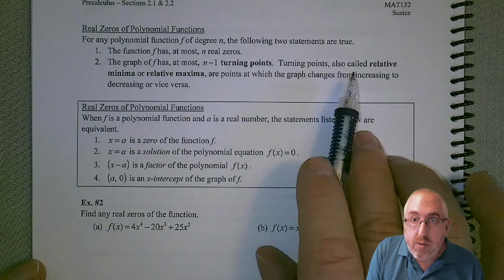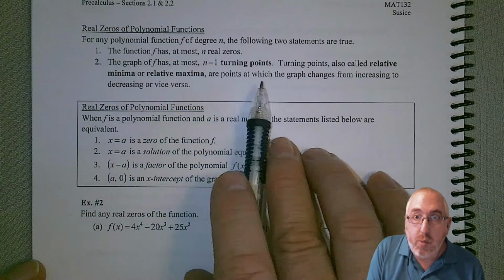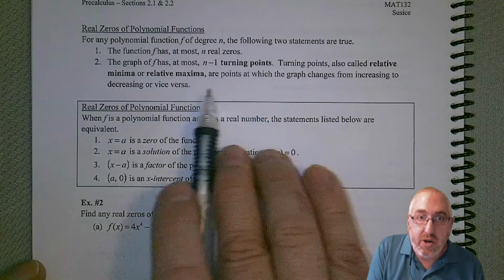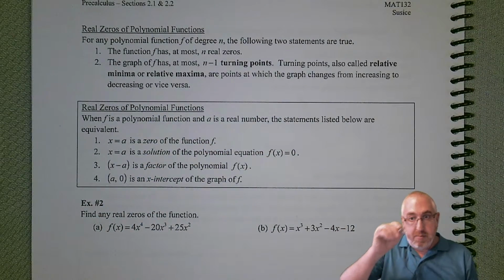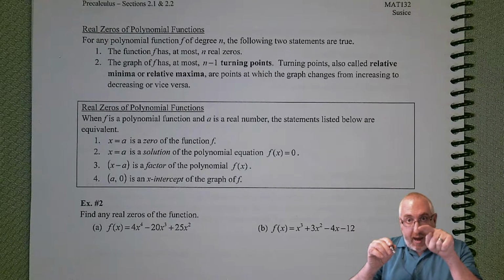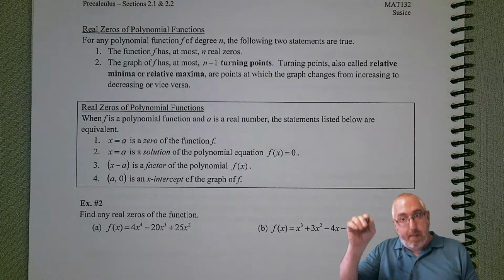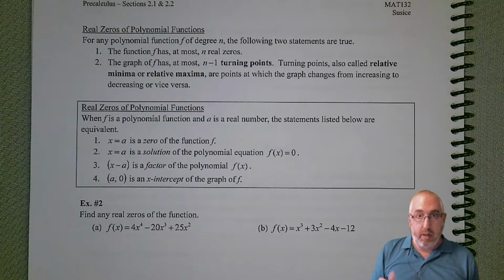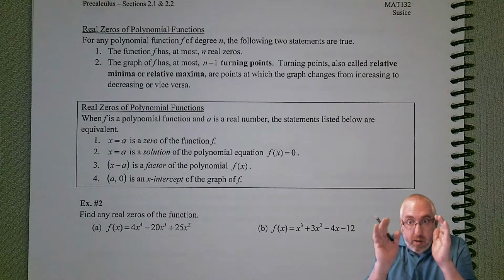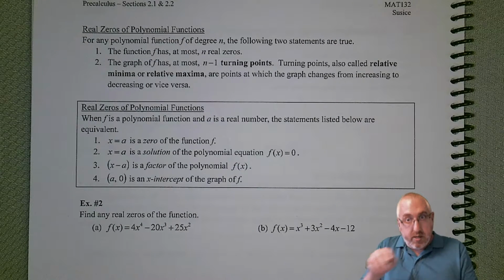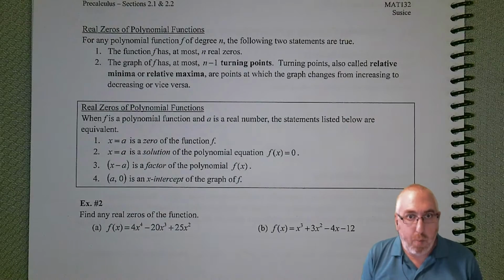Turning points, also called relative minima or maxima, are points at which the graph changes from increasing to decreasing or vice versa. So basically, if the graph is going up and then it comes back down, that's reaching a high point. It's reaching a maximum locally. And then if it curves back up, it's reaching a minimum locally. So that's all they mean by turning points: where does it reach a high point looking at a small region of the graph? Where does it reach a low point looking at a small region of the graph? And we're going to talk more about that as we go.